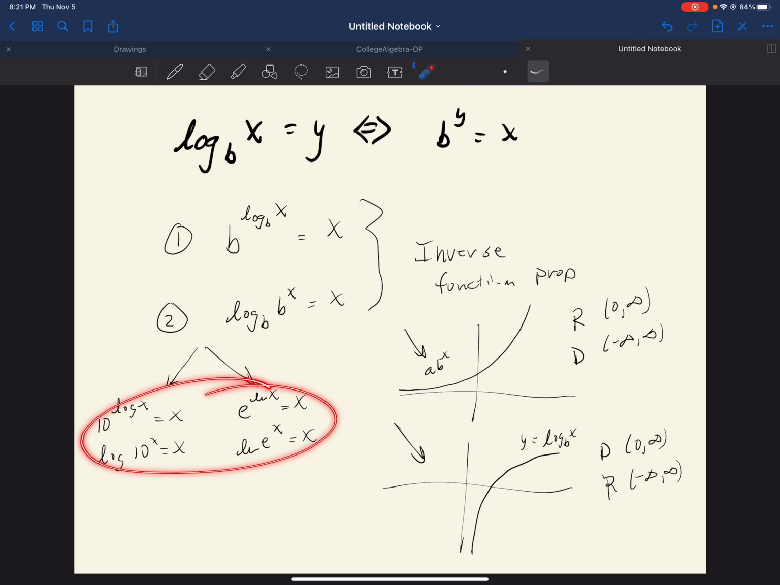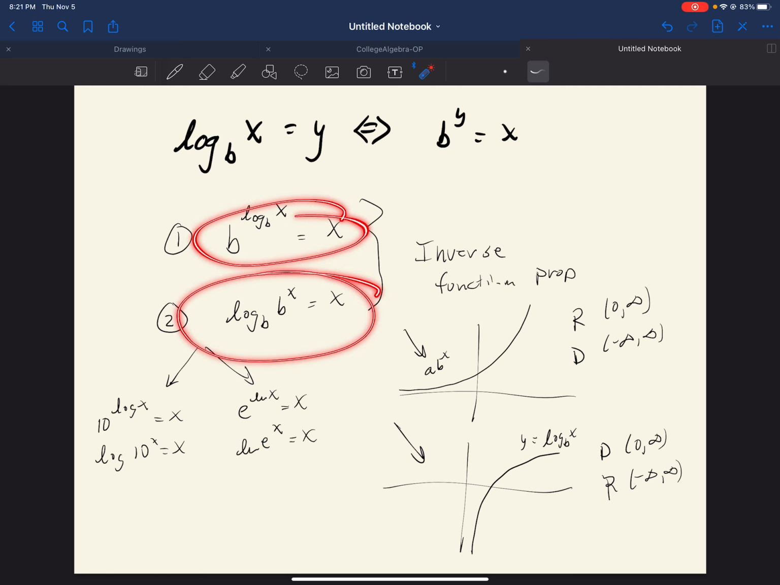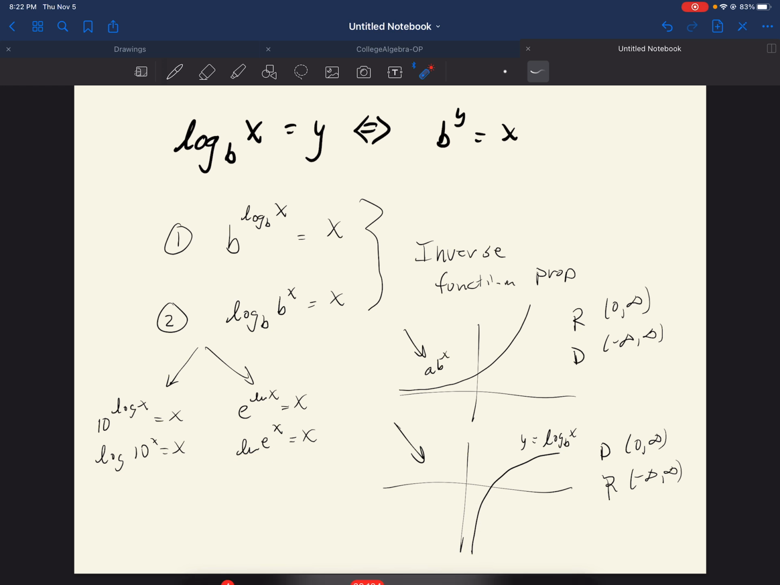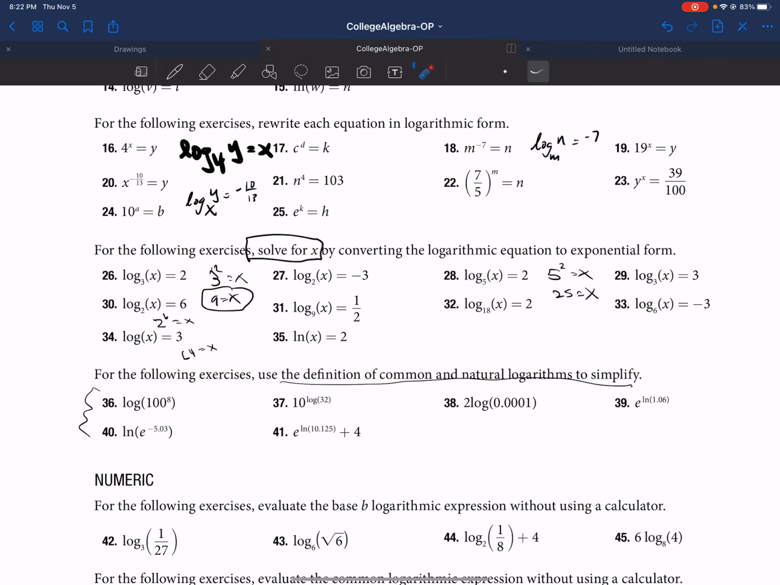Those properties are called the inverse function properties. This is them for any base. This is specifically for base 10. And in base 10, we don't put the 10 there and we don't put the 10 there. And this is specifically for base e. And with e, we don't write log base e. Instead, we write ln. And we don't write log base e right there. But these rules with 10 and e are presented to you right there. And so, let's go back to the homework.